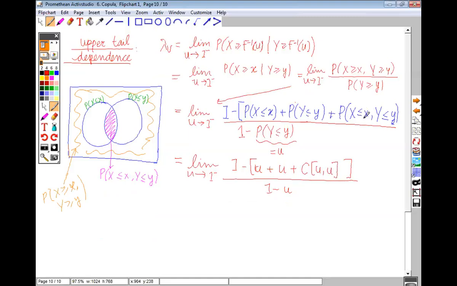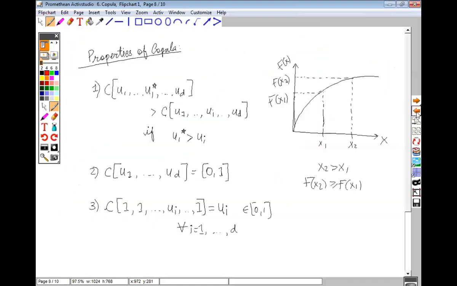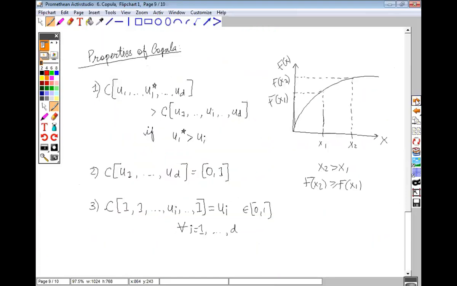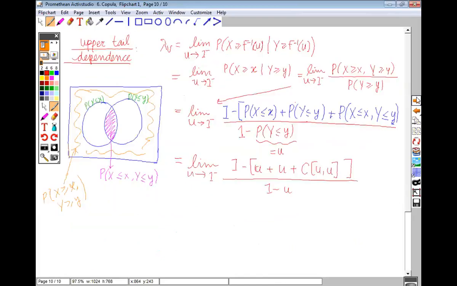So remember, whenever I'm looking at the joint CDF, that is my copula, right? Because if you have a look at this graph here of copula, we have the joint CDF. So I guess that is it about the upper tail dependence. If you try to write it nicely, lambda u will just be equal to the limit u going to 1 from below, of 1 minus 2u minus copula u comma u, and all of this upon 1 minus u.